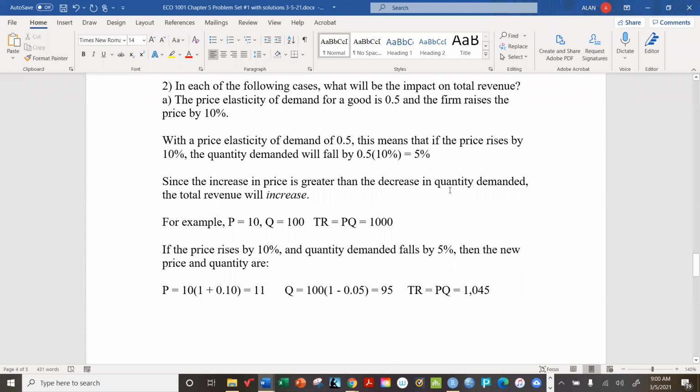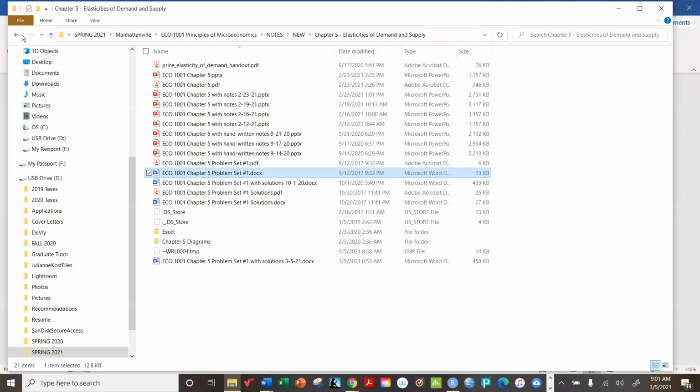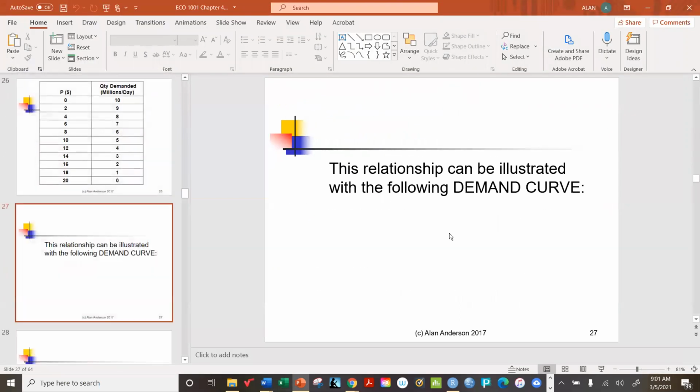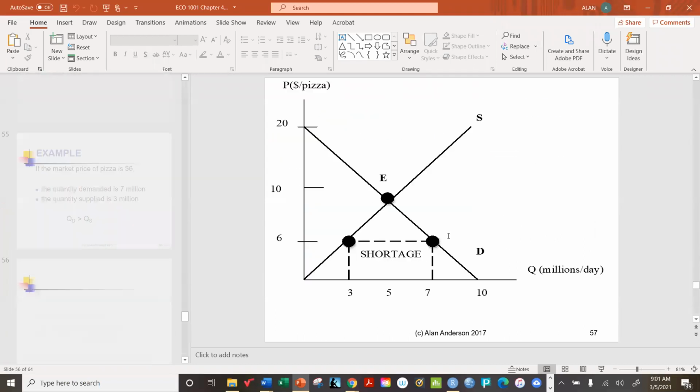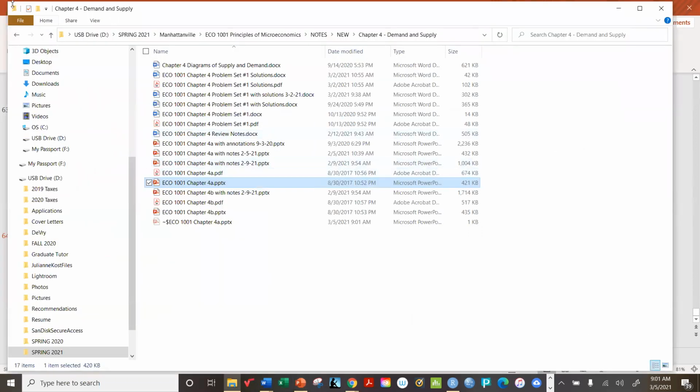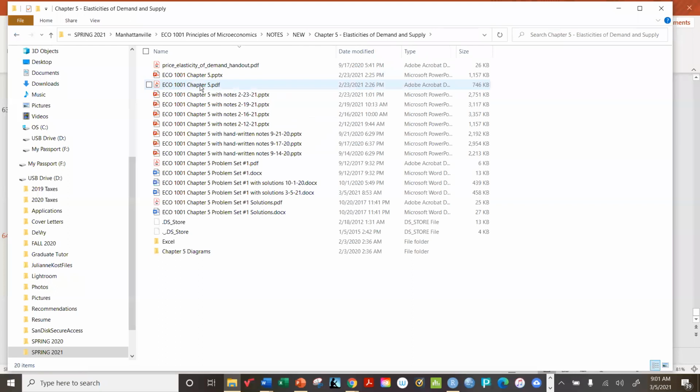So then the idea here is that rather than trying to memorize what happens, you can try to reason it out in order to get the answer. You can still memorize this. There's a chart in our slides which shows you the impact of changes in prices due to different levels of elasticity. In fact, let's go find it. Oh, not here. Oh, I know, it's in chapter 5.